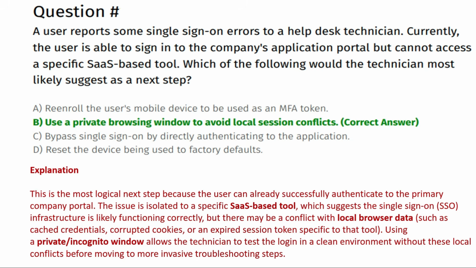And the correct answer for this question is option B, use a private browsing window to avoid local session conflicts. So let's check the explanation. So this is the most logical next step because the user can already successfully authenticate to the primary company portal. The issue is isolated to a specific SaaS-based tool, which suggests the single sign-on infrastructure is likely functioning correctly. But there may be a conflict with local browser data such as cached credentials, corrupted cookies, or an expired session token specific to that tool.